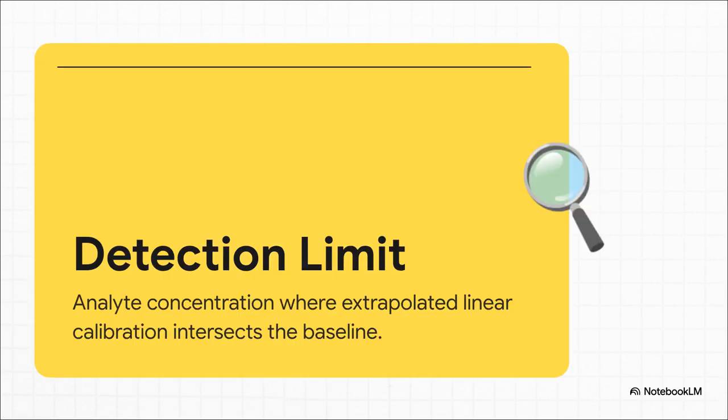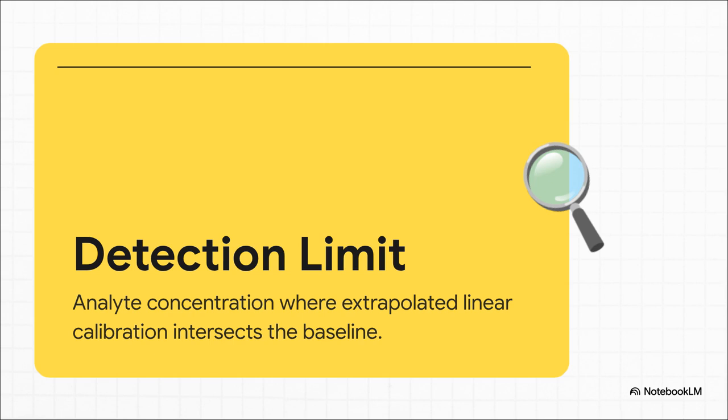So once we know it's looking for the right thing, we have to figure out its detection limit. The official IUPAC definition is quite a mouthful. The concentration of the analyte at which the extrapolated linear portion of the calibration graph intersects the baseline. Okay, let's translate that dense language into plain English, shall we?